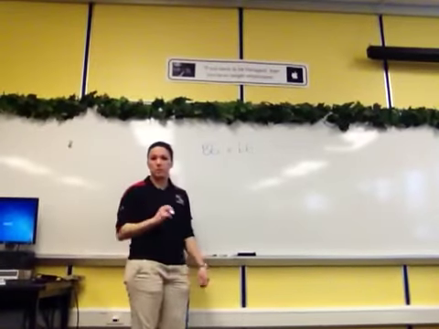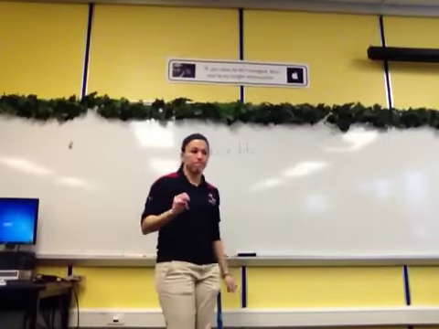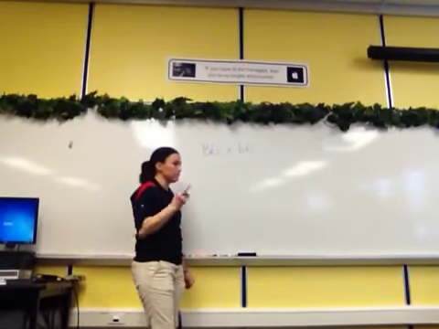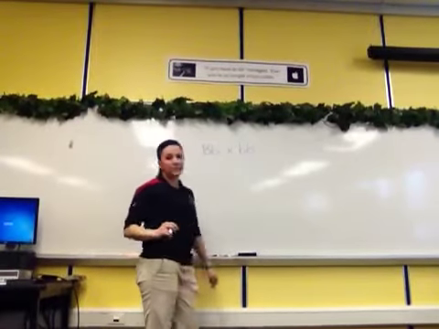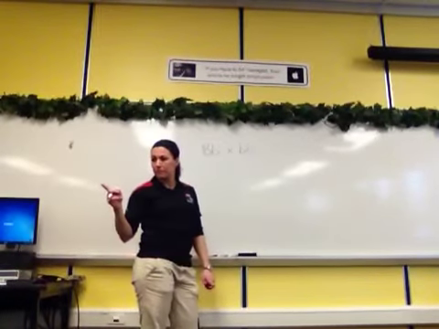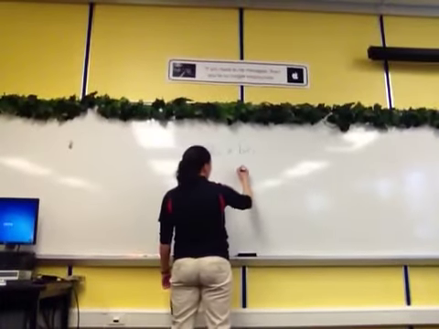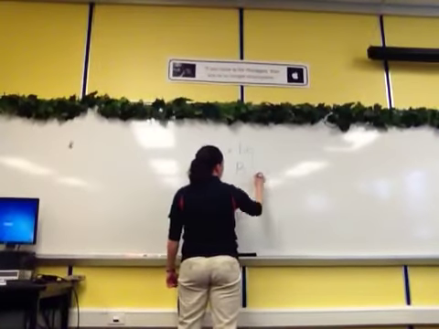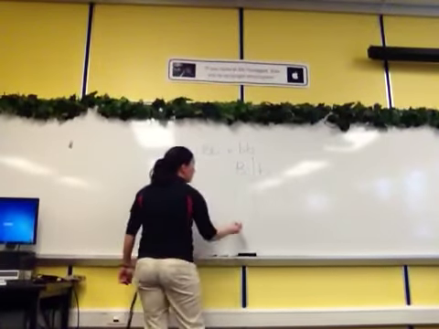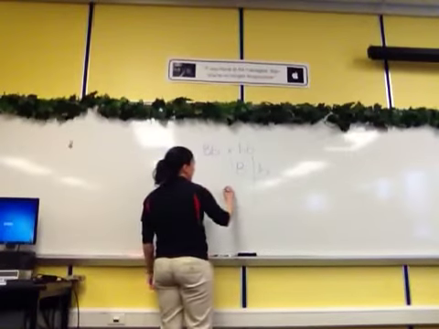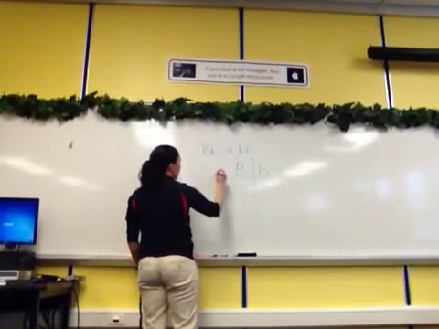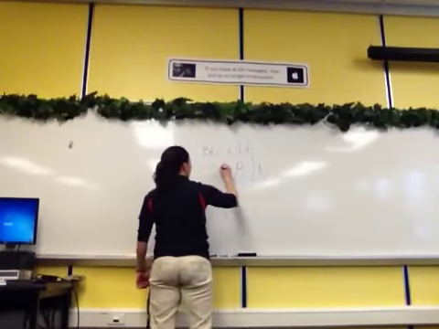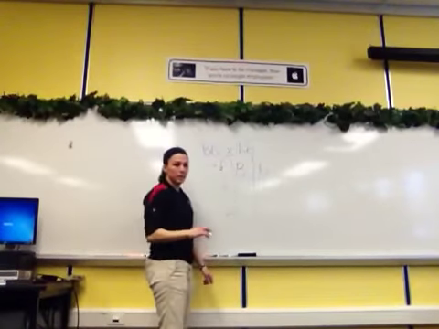We need to know what the options are for the kid. How do I set this up? Okay, so I'm going to do a Punnett square. I'm going to put one set of genes on the top and the other on the side. You could have crisscrossed them, it doesn't matter.